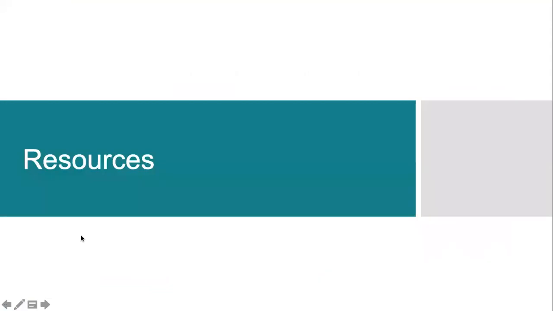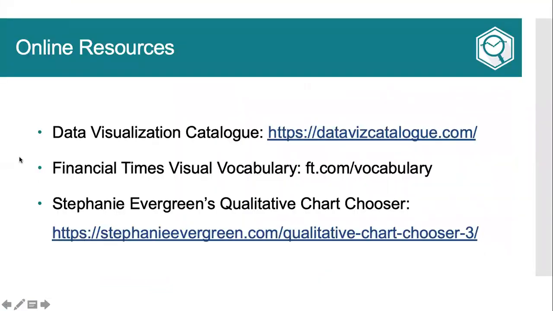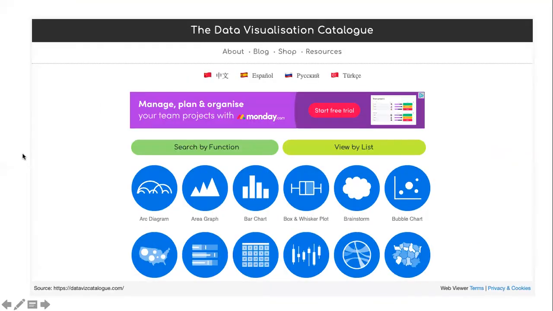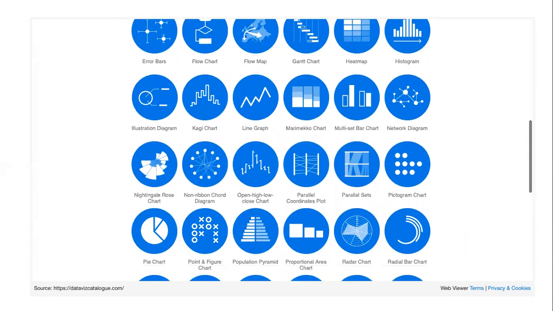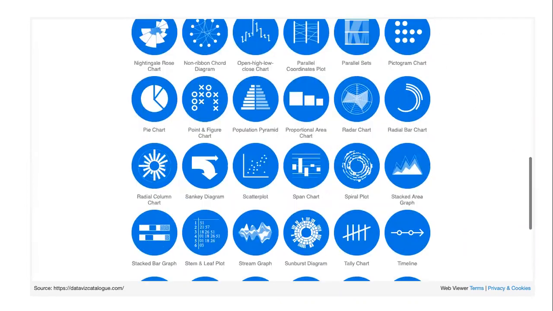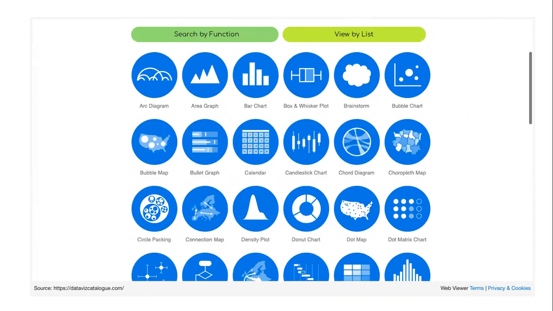Let's talk about additional resources. Starting with, I mentioned that there are lots of resources to help you match visualizations to what you want to say about your data. And here are three, starting with the Data Visualization Catalog, which is a website. And it has lots and lots of different visualization types. In fact, probably more than you ever thought existed out in the world.